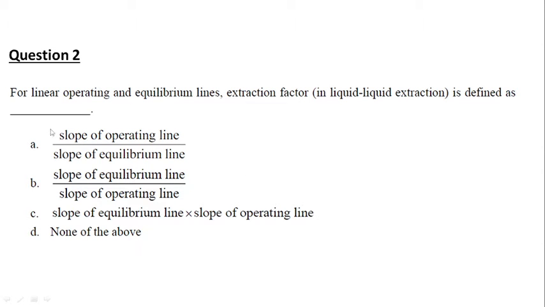Question number 2, for linear operating and equilibrium line, extraction factor in liquid extraction is defined as: option A, slope of operating line by slope of equilibrium line. Option B, slope of equilibrium line to slope of operating line. Option C, slope of equilibrium line into operating line. Option D, none of the above.